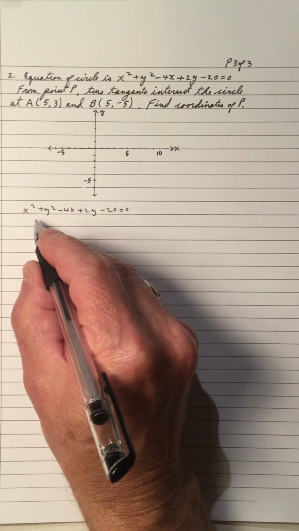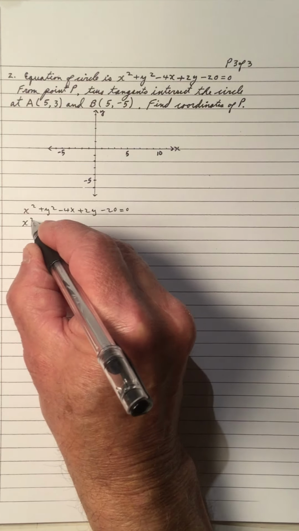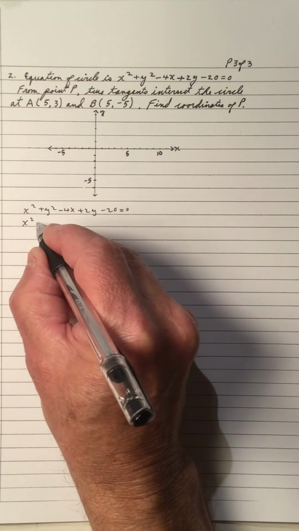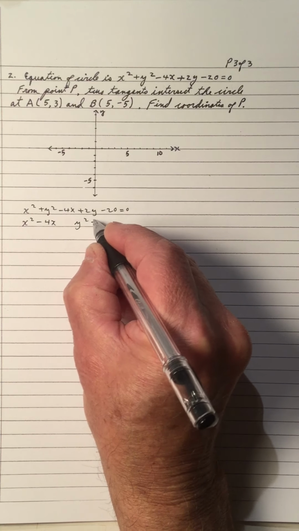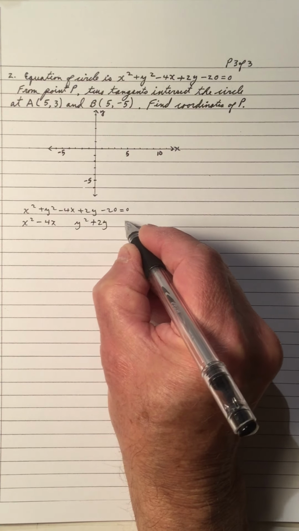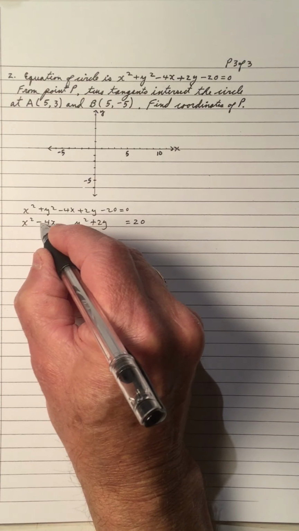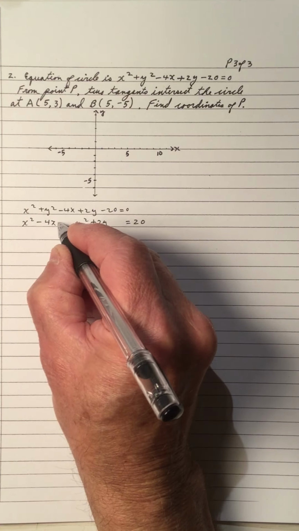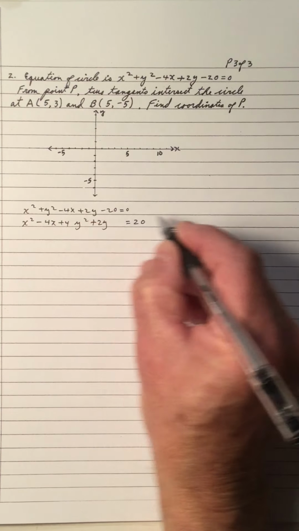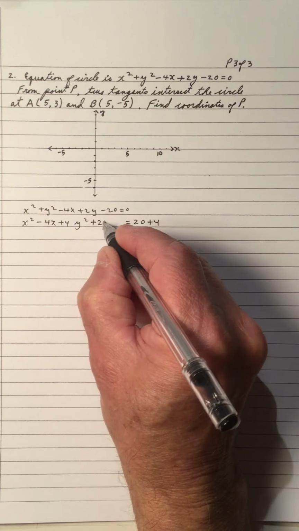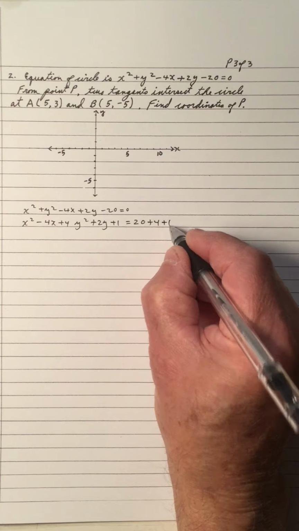So let's take the circle equation, which is in general form, and change it to standard form. We group the x's, group the y's, and move the 20 to the right to make it positive. Half of negative 4 is negative 2, squared is 4. Half of 2 is 1, 1 squared is 1, so we're balancing it.